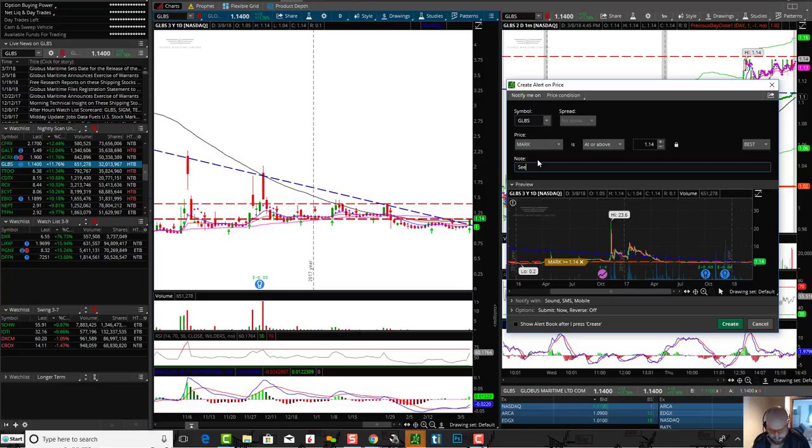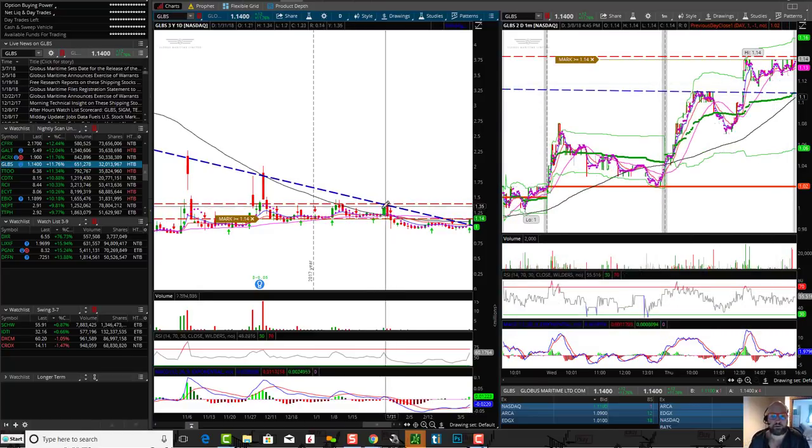See if price pumps to resistance just below $1.50-ish. So that's what I'm looking at, right around that area. See if it pumps up there and drops. GLBS.